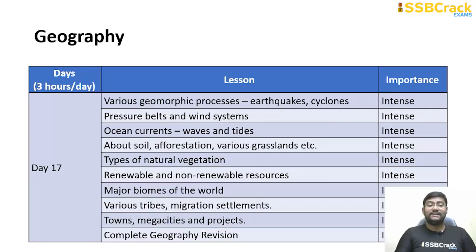So day 17: various geomorphic processes such as earthquakes, cyclones, pressure belts and wind systems, ocean currents, waves and tides, soils, afforestation, grasslands, etc., types of natural vegetation, renewable and non-renewable energy resources, and finally towns, megacities, projects, and complete geography revision should be done by day 17.